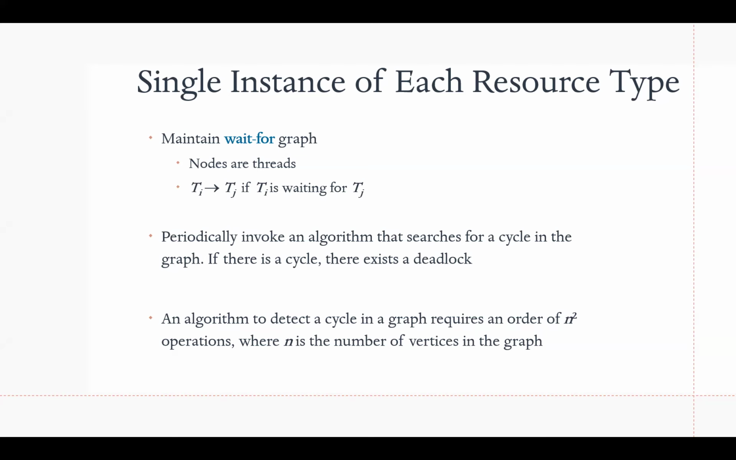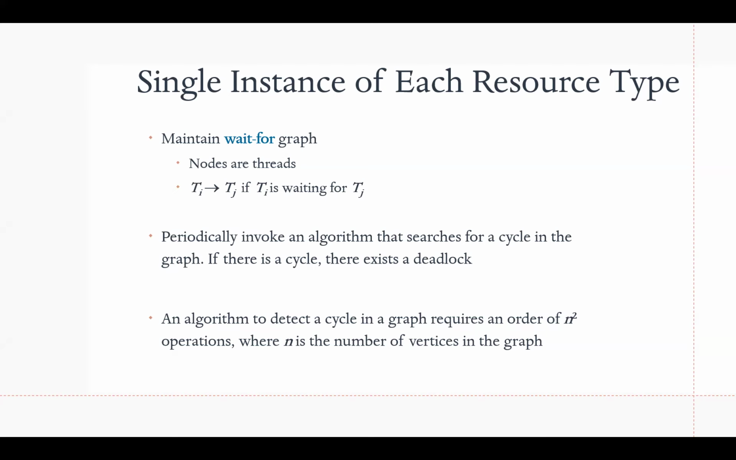So what it does here is maintain the wait-for graph. Now what is the wait-for graph? The wait-for graph is the same as a resource allocation graph, or it can be built from the resource allocation graph. We already know the resource allocation graph, which is used in deadlock. So in this algorithm, we'll maintain the wait-for graph, which we need to construct from the resource allocation graph.